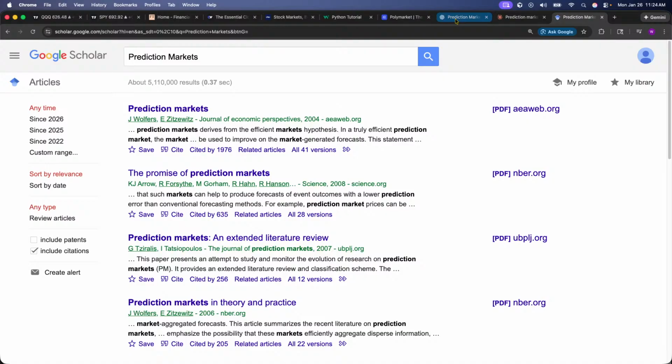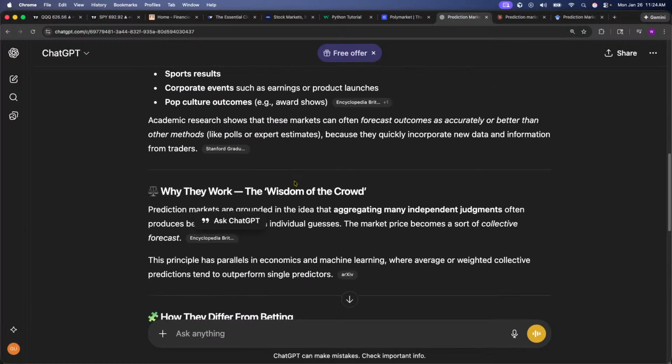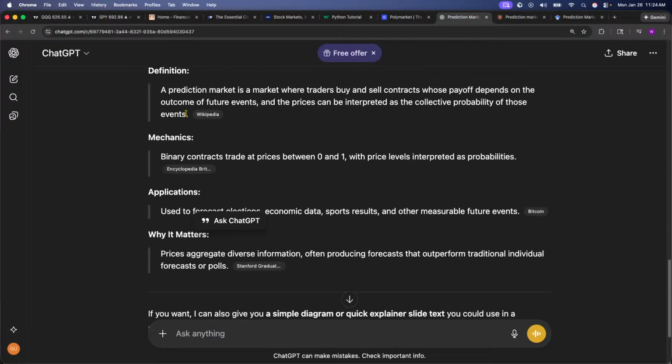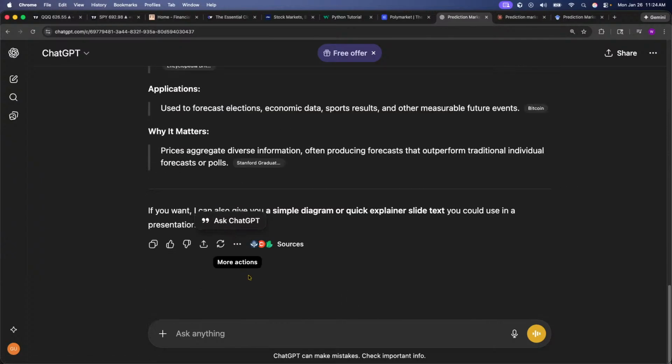When did prediction markets start? Okay. Beautiful. As best as possible, advise: when did prediction markets start?